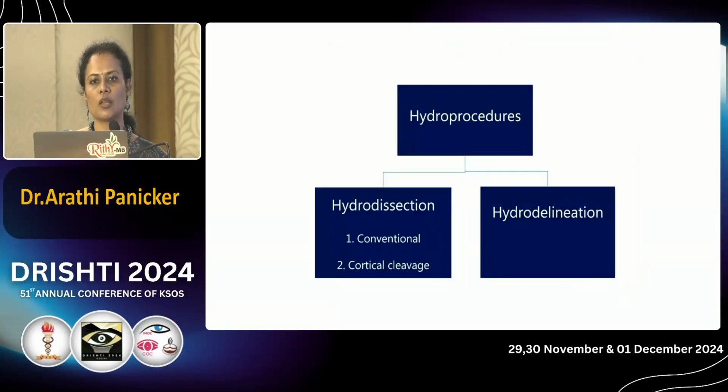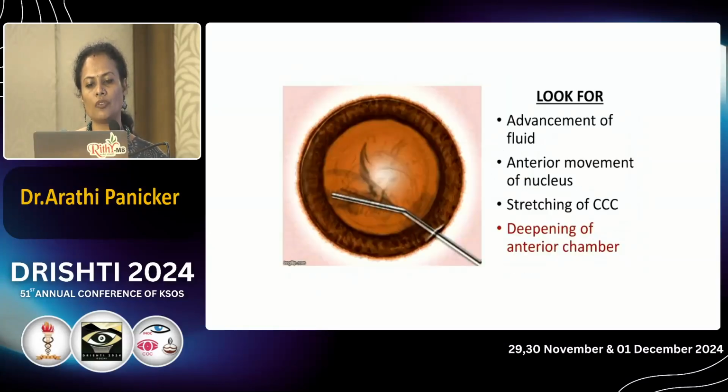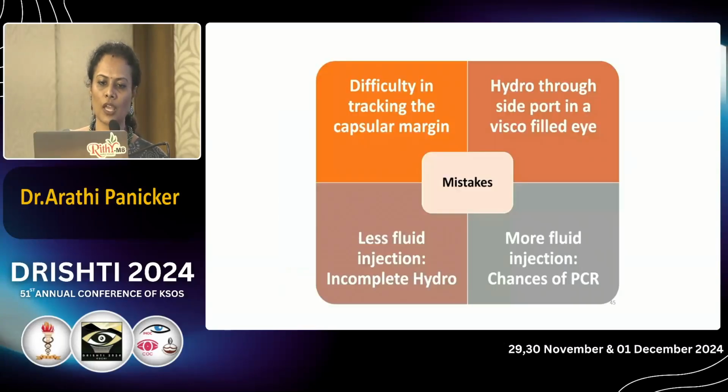Hydro procedures can be done as hydrodissection and hydrodelineation. Hydrodissection is conventional hydrodissection and cortical cleaving hydrodissection. Conventional is separation of the superficial cortex from the epinucleus, and cortical cleaving is separation of cortex from the capsule. While doing hydro, you have to look for the advancement of the fluid wave. If there is anterior movement of the nucleus, stretching of the CCC and deepening of the anterior chamber.